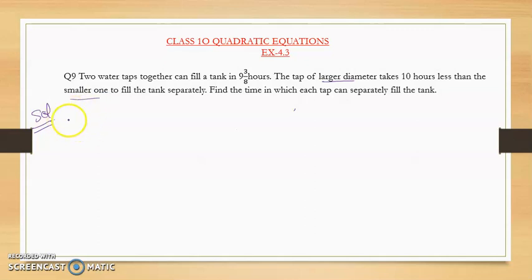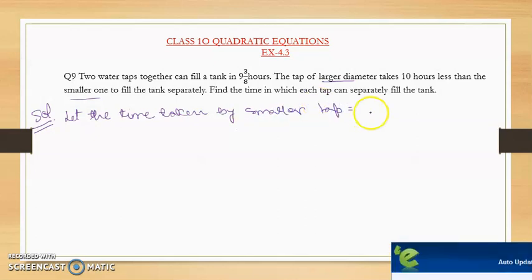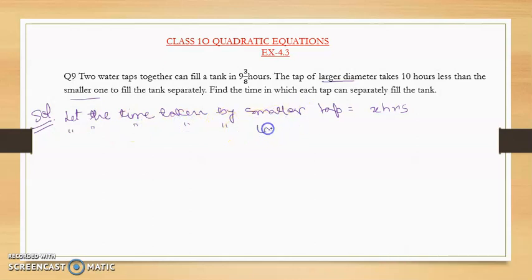So let the time taken by the smaller tap be equal to x hours. Similarly, the time taken by the larger tap will be how much students? x minus 10. Why? See here, because it is given the tap of the larger diameter takes 10 hours less. So 10 hours less means you will subtract.